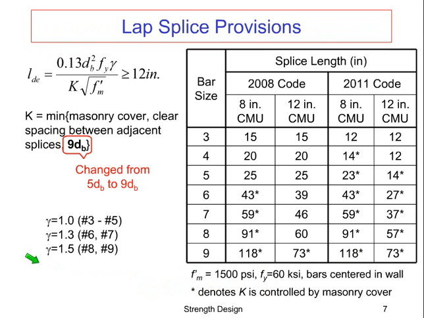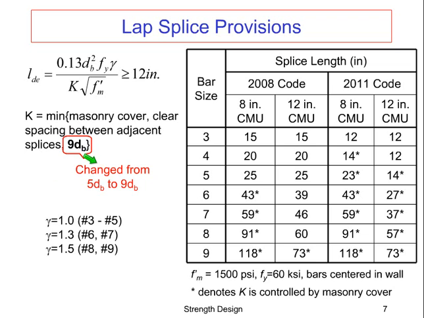So this resulted in some of the triggers being changed for veneer and glass unit masonry and prescriptive provisions there. Lap splice provisions, 2 changes between 2008 and 2011. We have the same lap splice equation, the development length, same length is used both for splice and development, but we have our equation here where there's this factor K, which is the minimum of the masonry cover, the clear spacing between adjacent splices, and it used to be 5 times the bar diameter, and it is increased now to 9 times the bar diameter based on re-looking at the test results and going through that.